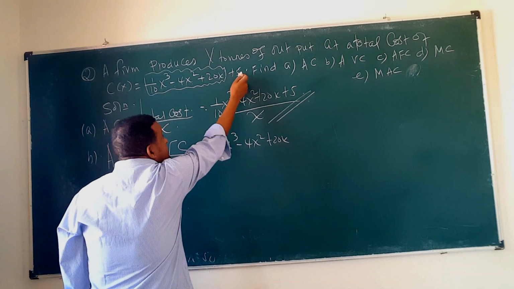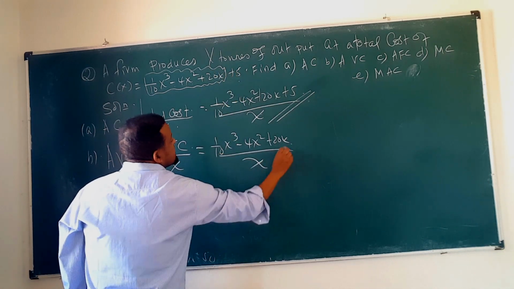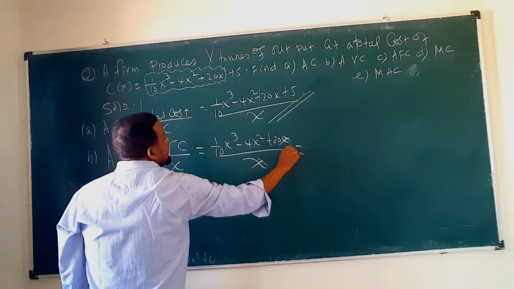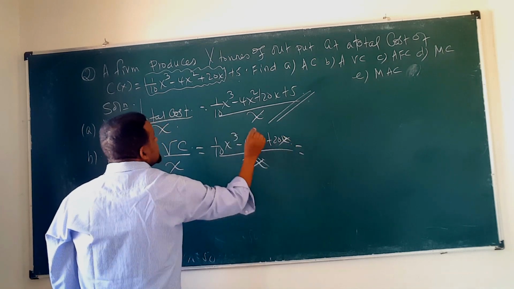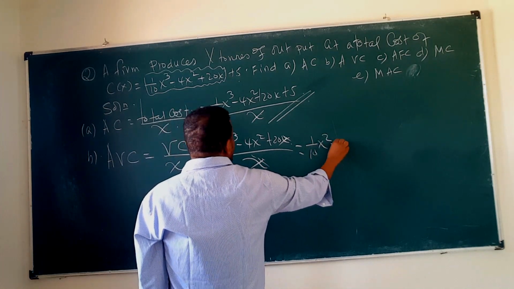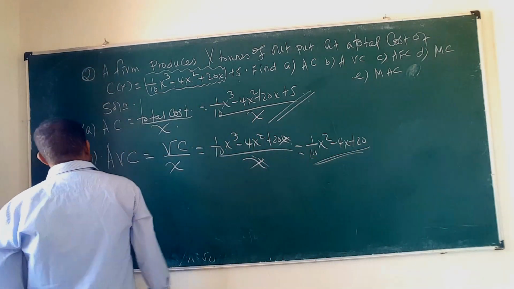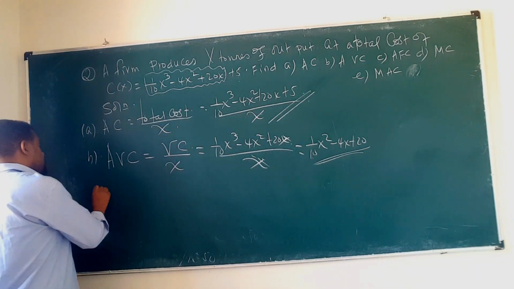አሁን ኮንስታንት ይሄ ፊክስድ ኮስት ነው። ፊክስድ ኮስት ነው አንጽፍም ኦቨር the quantity x ታረጉና ይሄ በዚህ ይጣፋል፣ ይሄ በዚህ ይጣፋል፣ ይሄ በዚህ ይጣፋል። ስለዚህ ምን አገኘን? 1 over 10x squared minus 4x plus what? 20. That is the average variable cost.